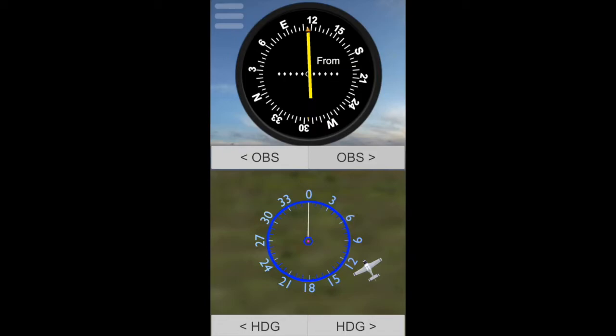Now, I told you the heading doesn't matter. Look, I'm going to now turn the plane around 360 degrees on the same radial. Look at the top half. Look at your CDI, your course deviation indicator on the top. Nothing's going to change. Here you go. Look at the plane. Facing anywhere. Anywhere. Doesn't matter.